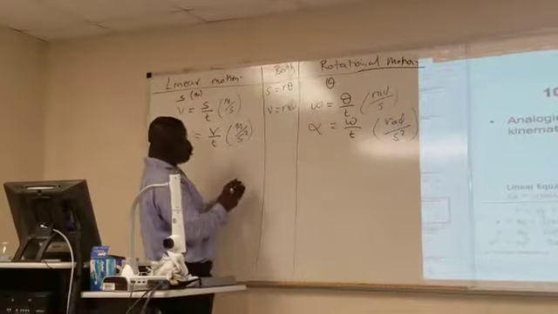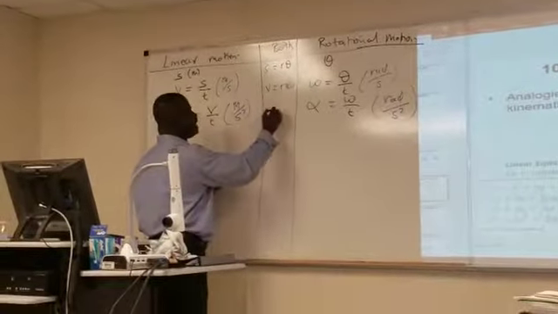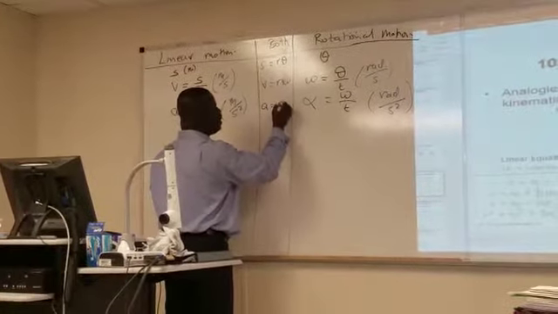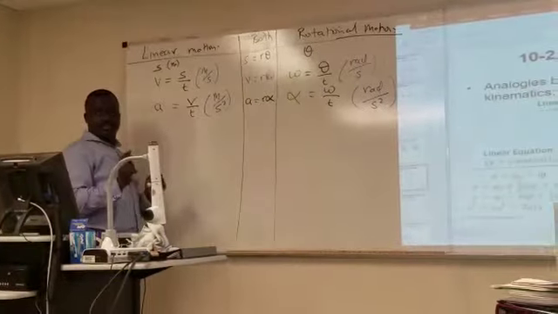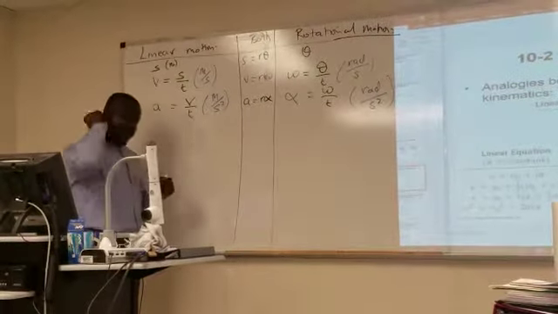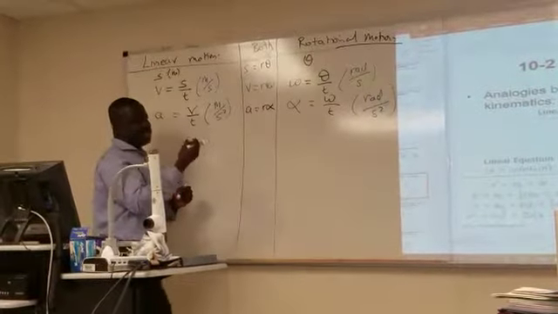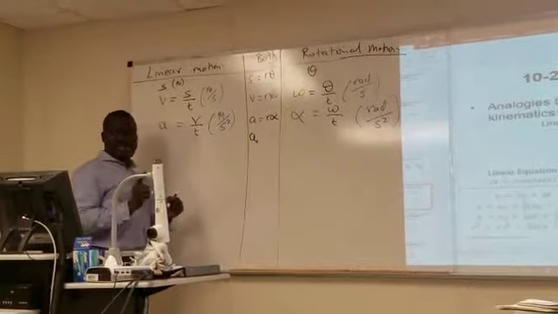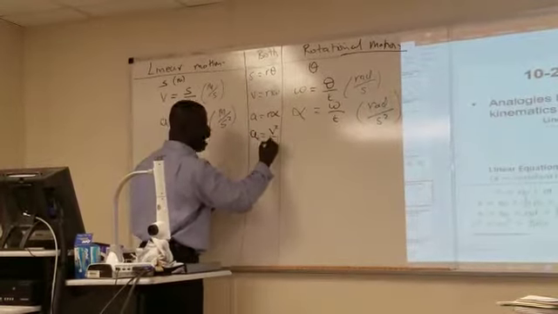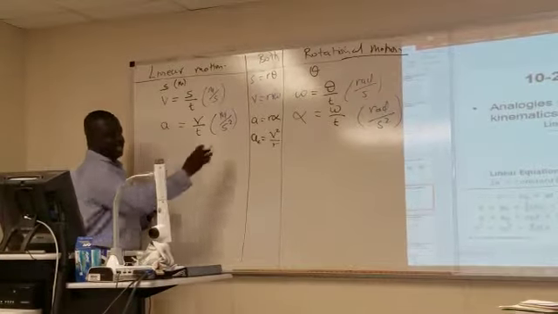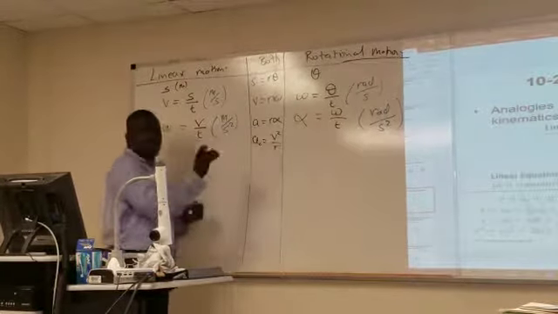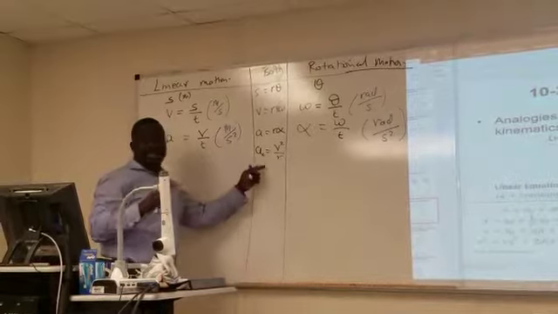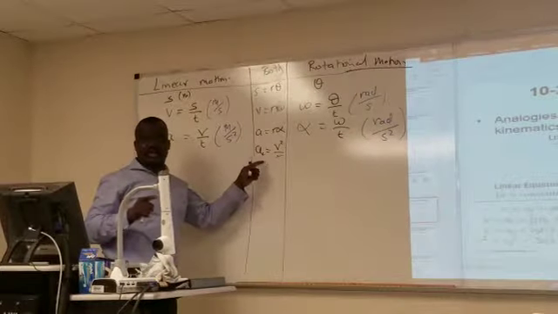Now, to link these two, we have your acceleration is equal to r alpha. Is that clear? Also, when we go a step further, we have something we call the centripetal acceleration, and this is equal to the velocity squared over r. This one also represents something going in a circular motion. That's why I kept it here. We're going to look at it later when we start talking about forces.